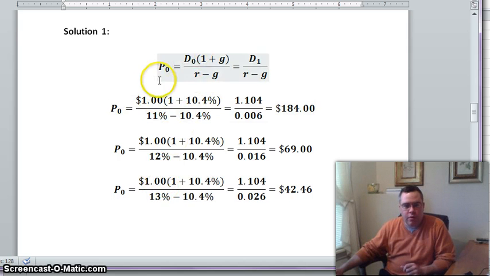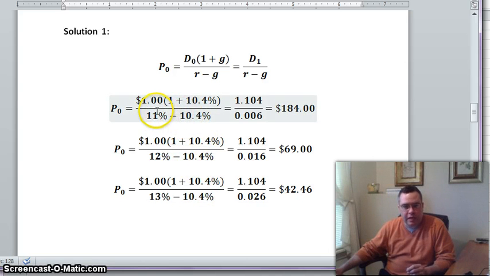So D0 is $1 for all of them, because that's the dividend that was just paid. 1 plus the growth rate would be 1 plus 10.4% in all those cases. If you multiply $1 times 1.104, you're going to get 1.104. And so simplifying, the numerator is 1.104 in all three cases. The denominator changes not because the growth rate changes, but because R changes.